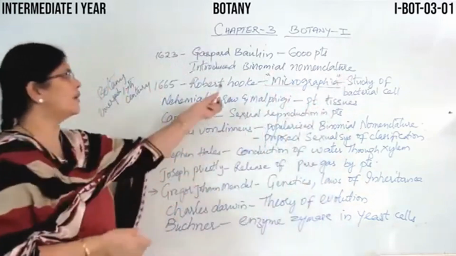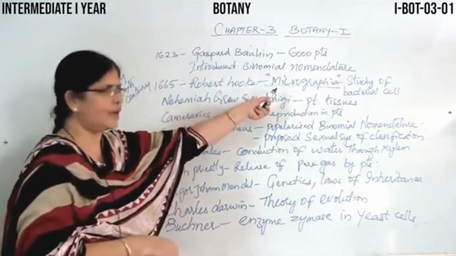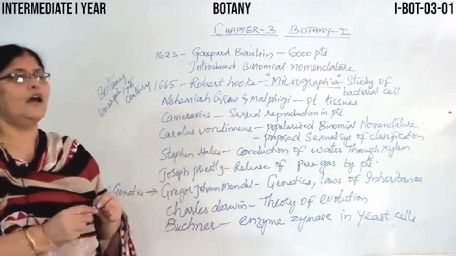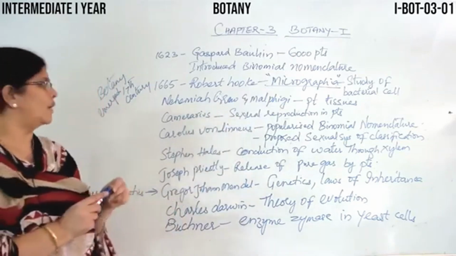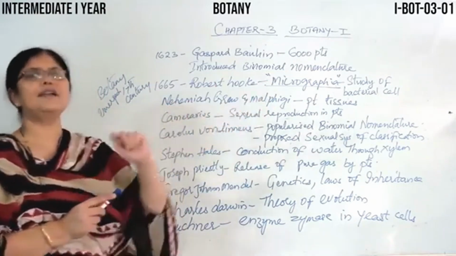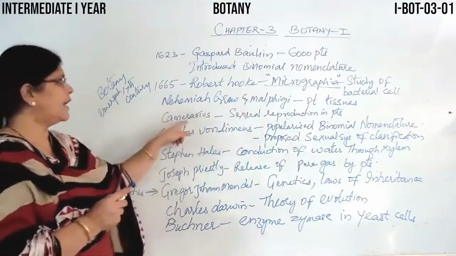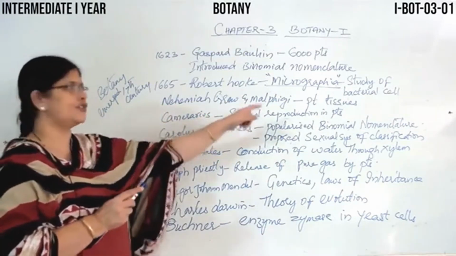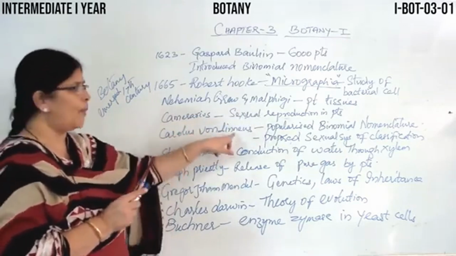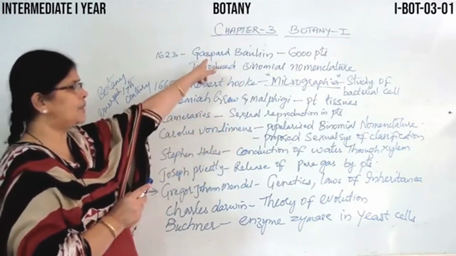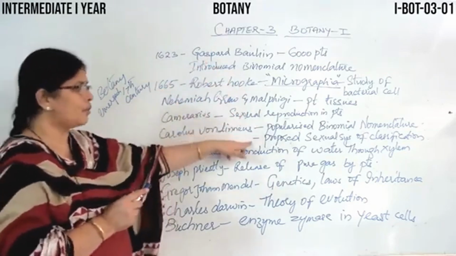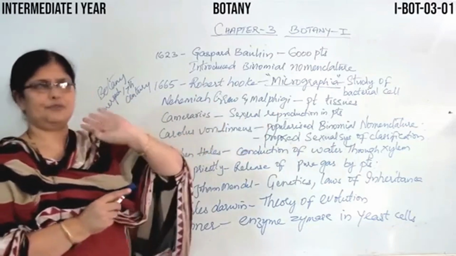So, Robert Hooke wrote a book called Micrographia, in which he described the study of the cell, along with Anthony von Leeuwenhoek. Later, Nehemiah Grew and Malpighi studied plant tissues. Camerarius studied sexual reproduction in plants. And it was Carolus Linnaeus who popularized the idea of Gaspard Bauhin, which was binomial nomenclature, and he also proposed a sexual system of classification.